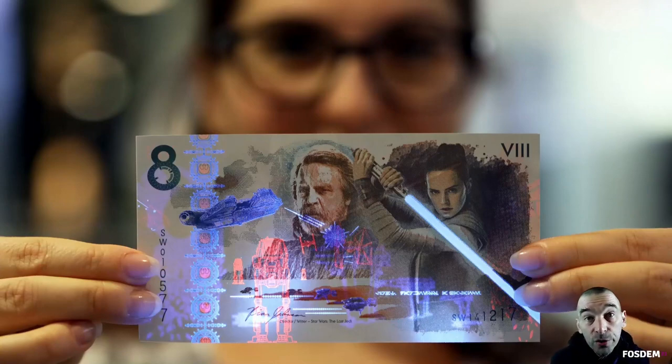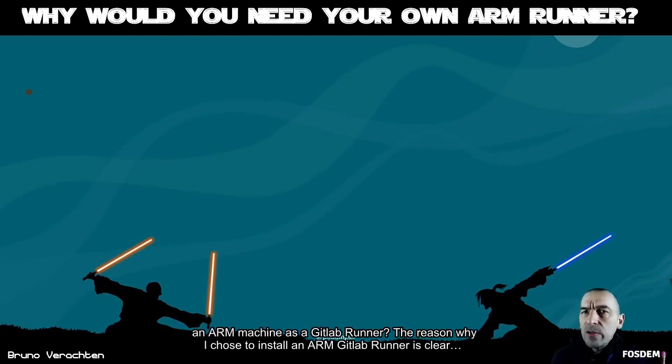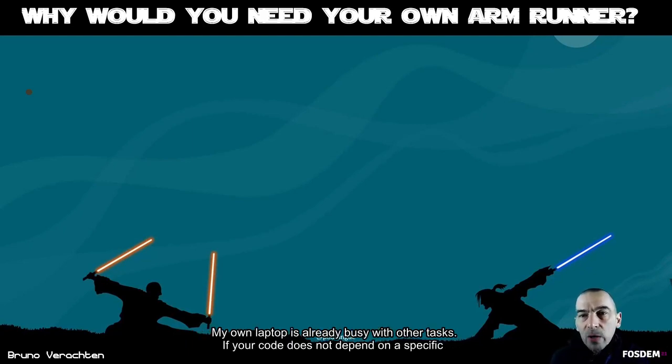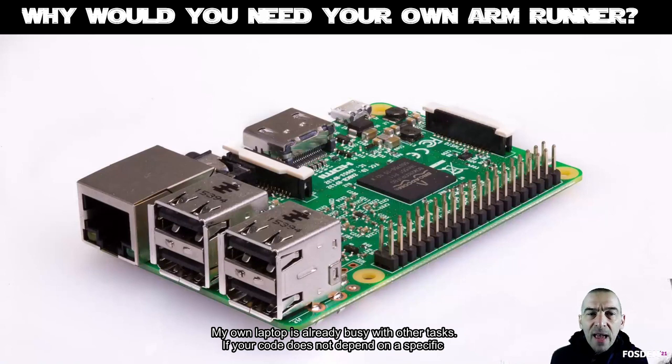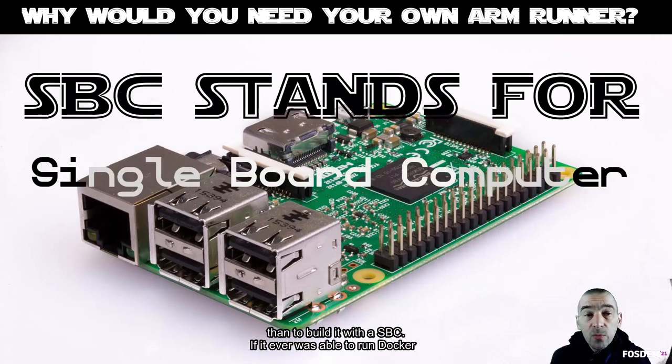I don't, for sure. But wait, in the introduction, I was talking about ARM runners. Why would you need to add an ARM machine as a GitLab runner? The reason why I chose to install an ARM GitLab runner is clear. My own laptop is already busy with other tasks. And if your code does not depend on a specific family of processors, there is no other cheaper alternative to build a new GitLab runner than to build it with an SBC.